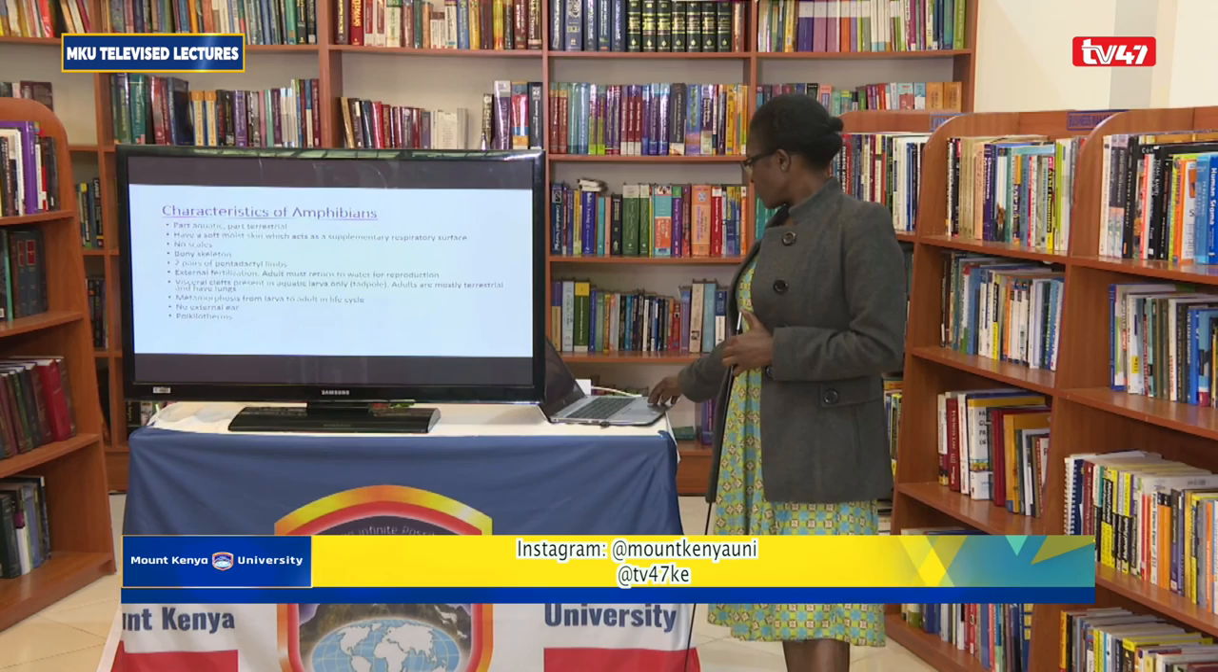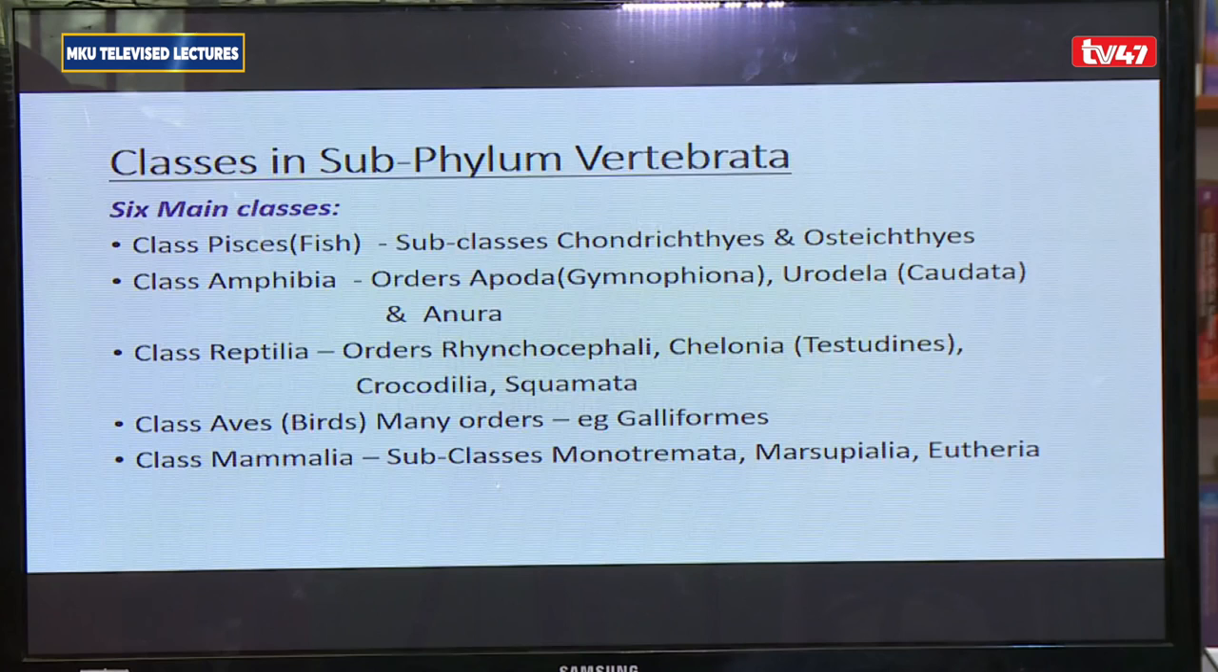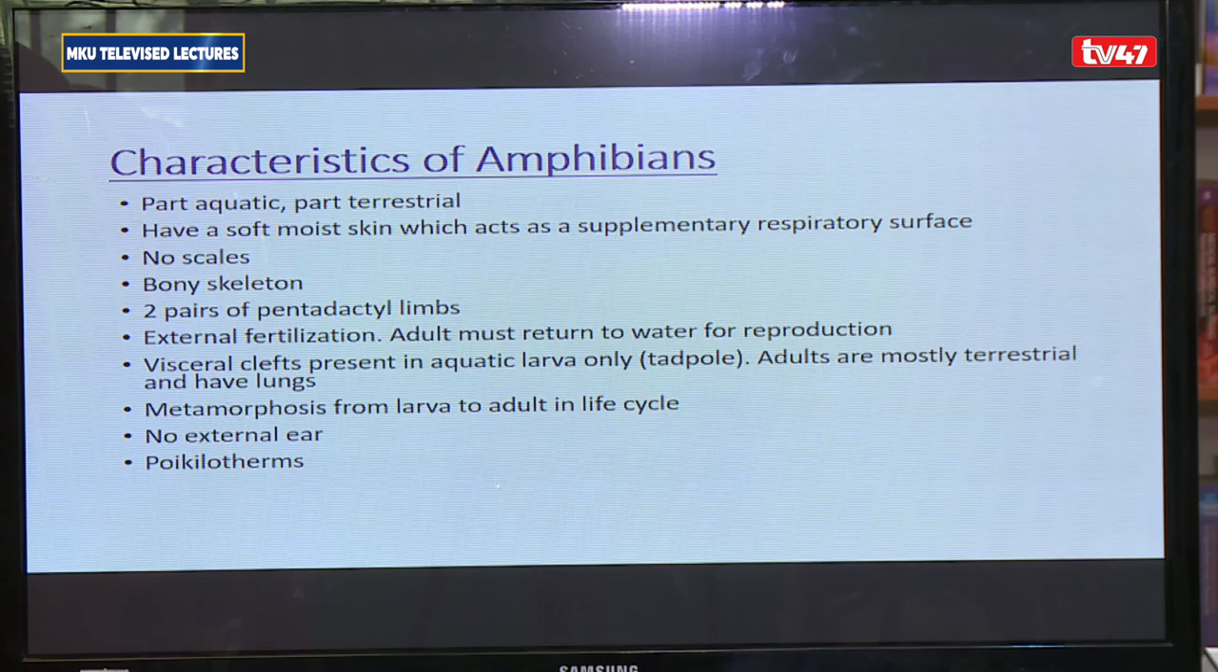For the amphibians, you talk about three classes, rather three orders in this particular class. So basically for the amphibians, you talk about three orders. You have the order Apoda, amphibians without any legs. You have the order Urodela, amphibians with a long elongated tail. And you've got the order Anura, comprising amphibians without a tail at all.